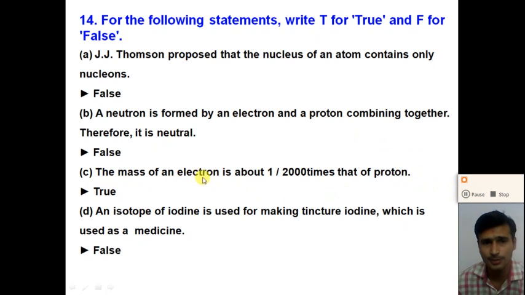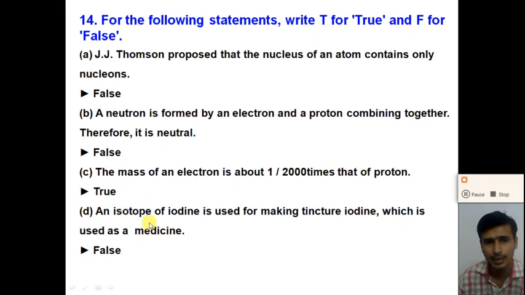See, the mass of the electron is about 1 divided by 2000 times that of the proton. This statement is true, right? The mass of the proton is 2000 times the mass of the electron. So the mass of the electron is 1 divided by 2000 times that of the proton. So this statement is true.